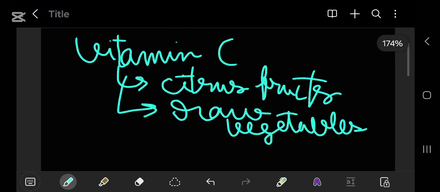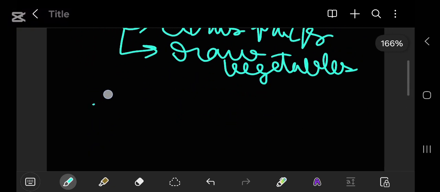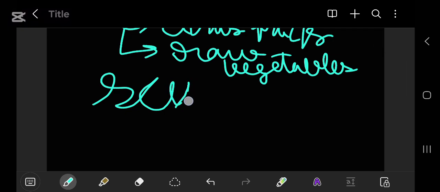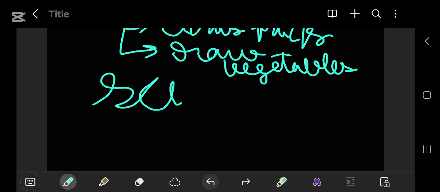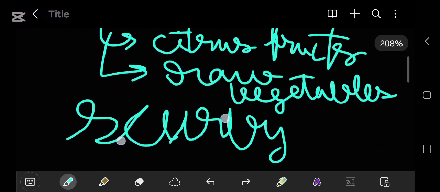And if there's a lack of vitamin C, it will lead to scurvy. Scurvy causes pain in the muscles and joints, and bleeding of the gums and other places. This is the disease you get if you don't have it.